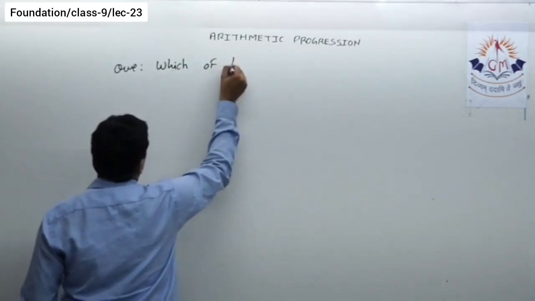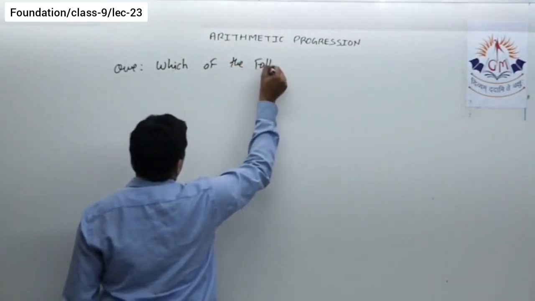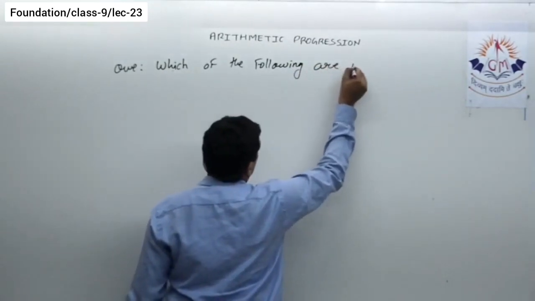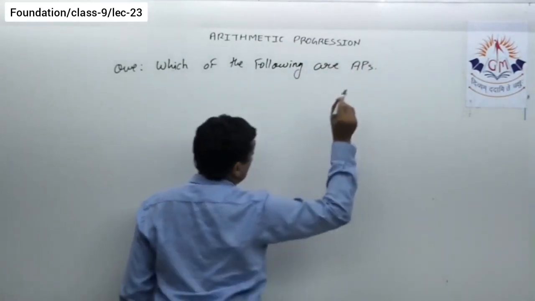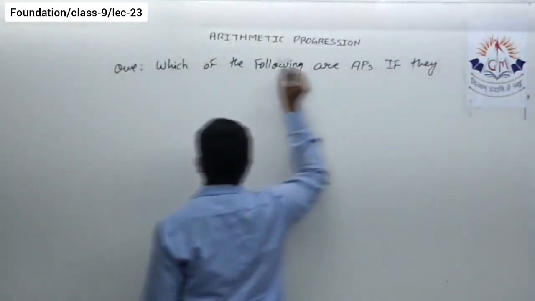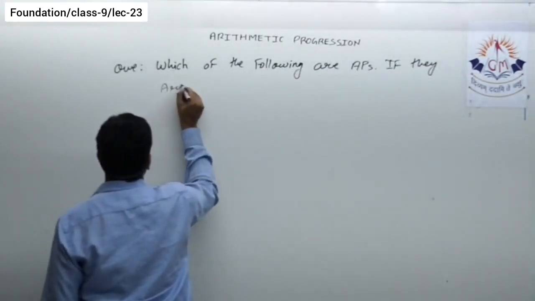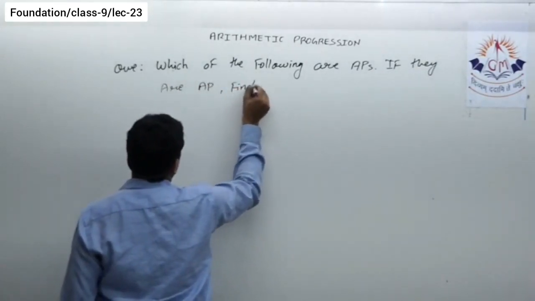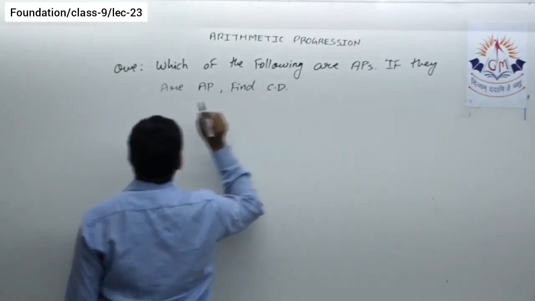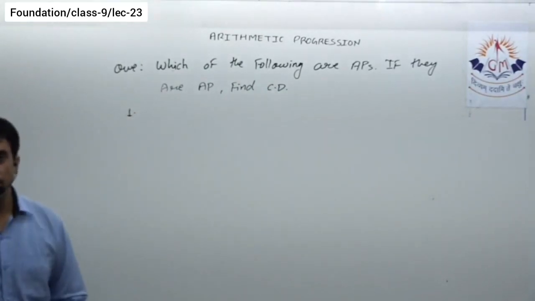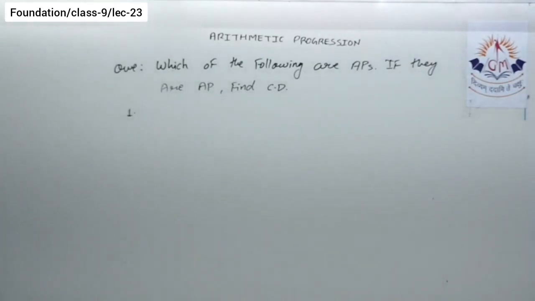Which of the following are APs? If they are AP, if they are arithmetic progression, find the common difference. Okay, if you find the given sequence is an AP, then find the common difference.